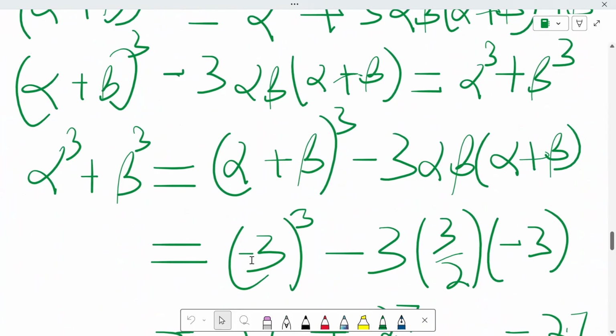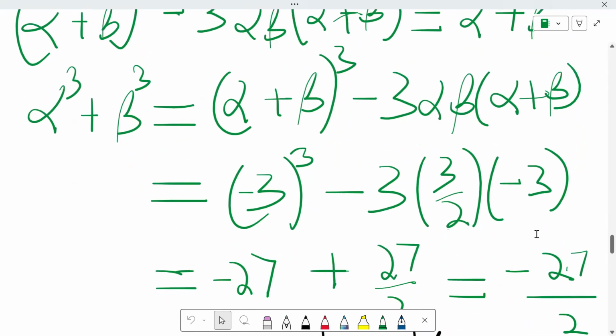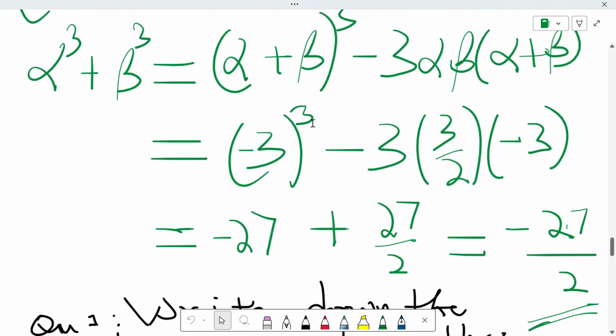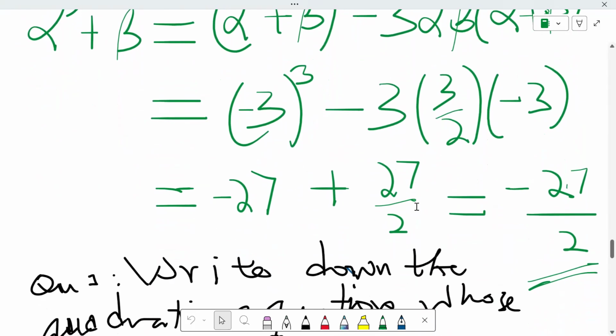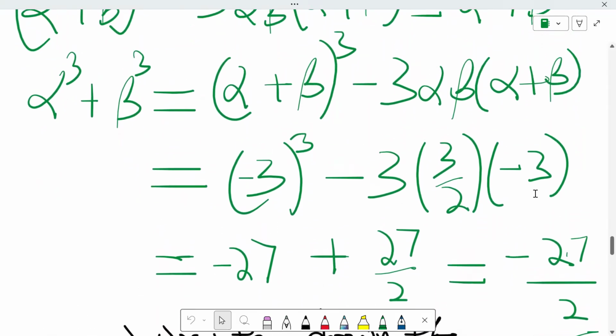So alpha plus beta is -3, alpha beta is 3 on 2, alpha plus beta is -3. Then we simplify it. -3 cubed will give us -27. Then when we come here, 3 times 3 times 3, remember the negative, so we get +27 on 2. Then when we simplify using fractions, we shall get negative 27 on 2. Fantastic. So that does it for these aspects.